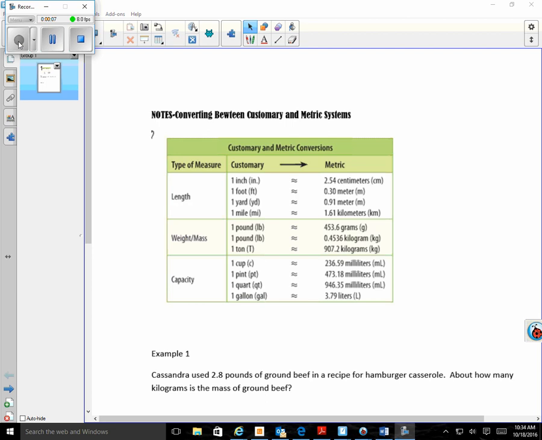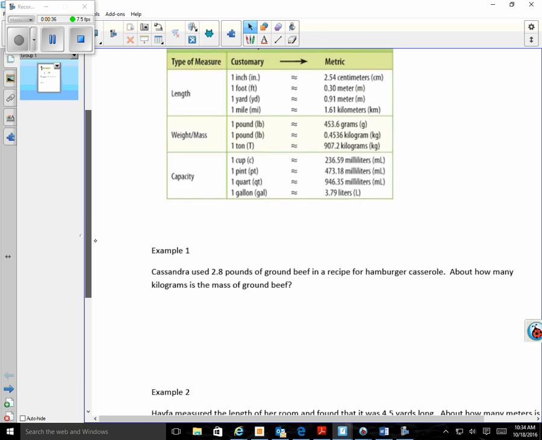We are going to be talking about converting between the customary and metric systems. So we have provided you a chart. Typically when you have a question, you're either going to be provided with a chart or they're going to give you the conversion written within the problem. So you do not have to memorize these. It's just we're adding it because we didn't give you the conversions written within the problem. So we are going to be referring back to this chart.